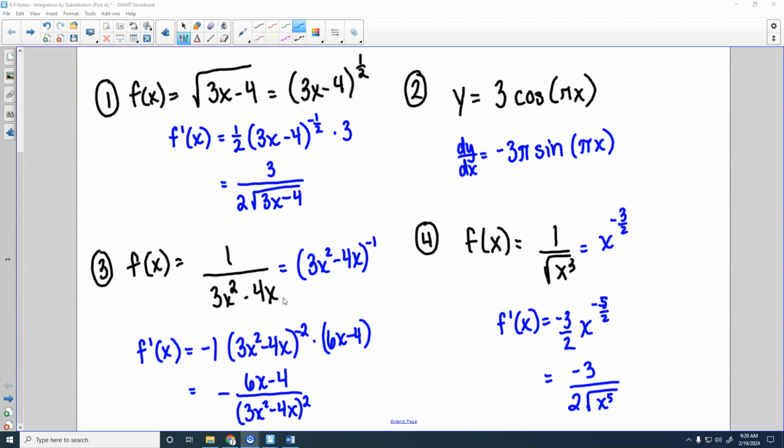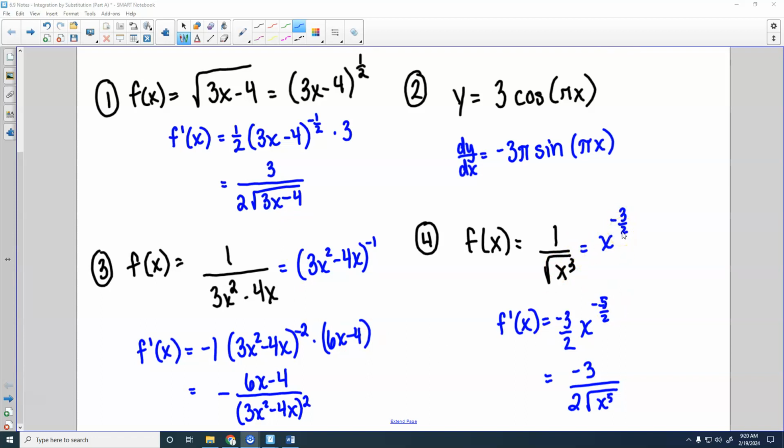The last one's not really a chain rule. You could do it with a quotient rule if you want. I guess you could kind of do it with a chain rule if you want to have an x to the third inside of that square root. But the best thing to do is make it negative exponents. So you get x to the negative 3/2.